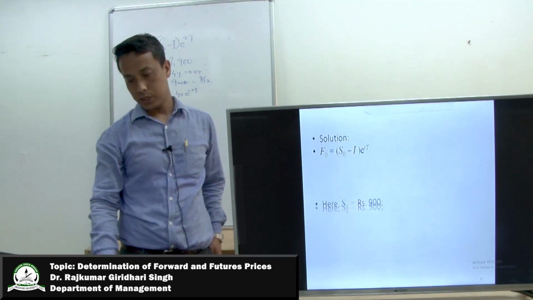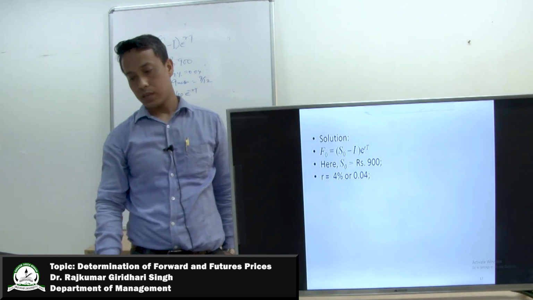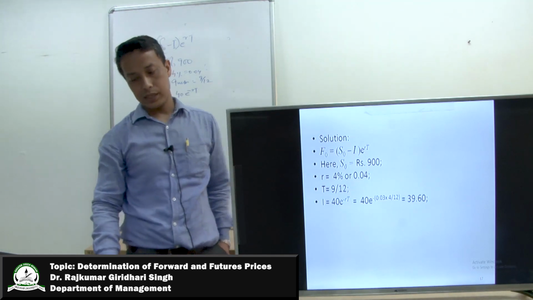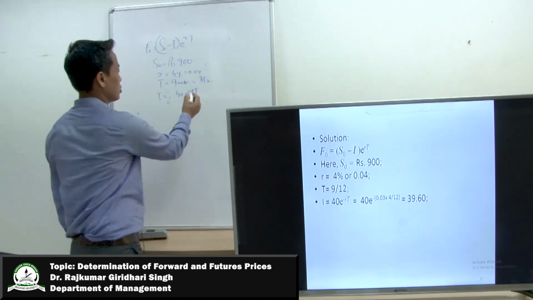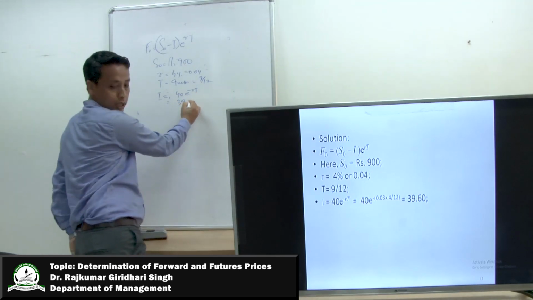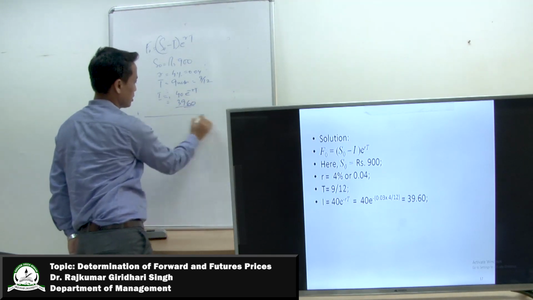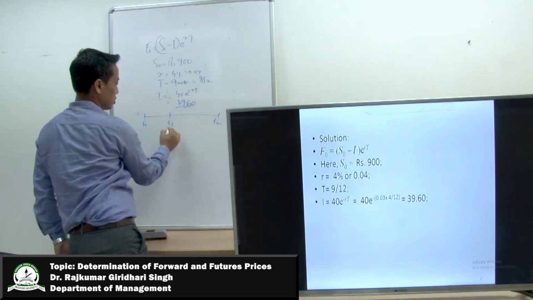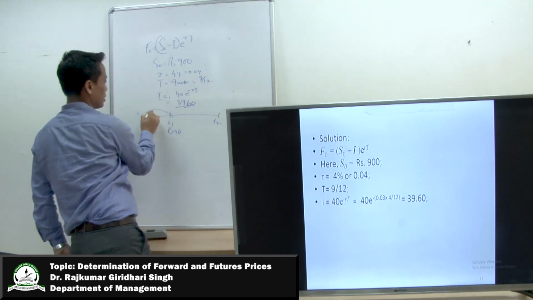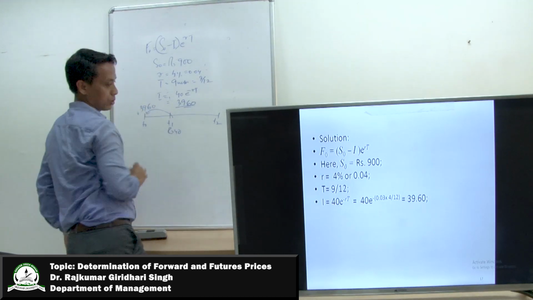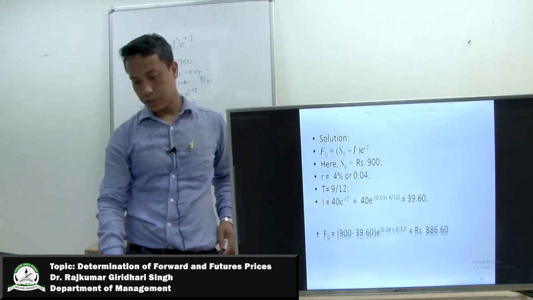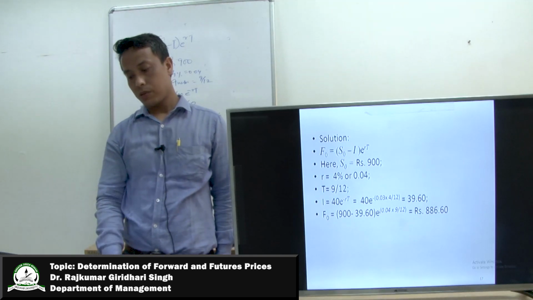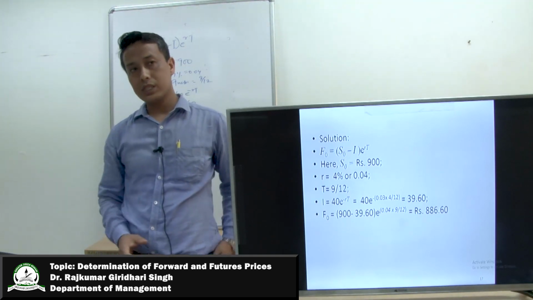So let's see it out. 900 is your spot price, R is 4%, T is 9 by 12, that is for 9 months. Then I, as I told you, we have to convert into present value. So we have the value as rupees 39.6. That means at T0, T1 and T2, the rupees 40 that we receive has a value now of 39.6. So this much we have done. Now we can easily find out the value of the forward price. The price is now 886.6.